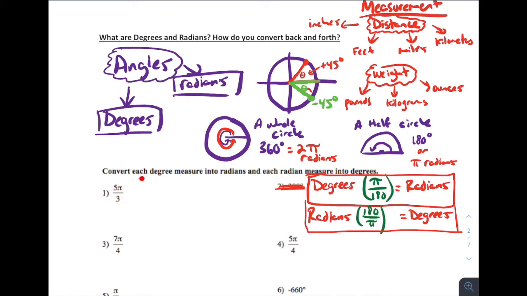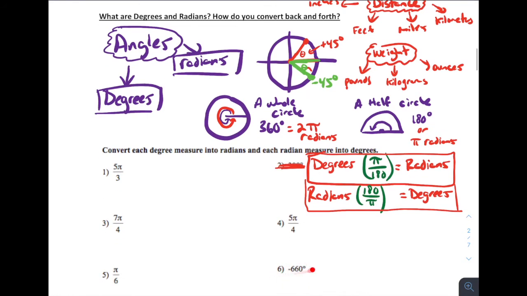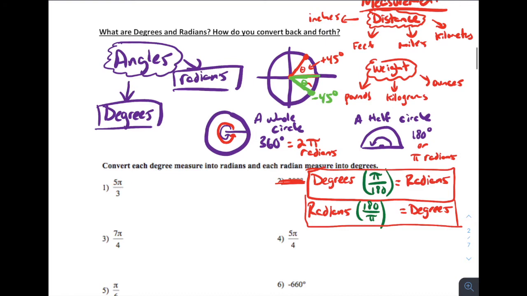They're asking us here to convert each degree measure into radians and each radian measure into degrees. I know that this is currently a radian measure because it's in terms of pi, as opposed to having a degree symbol like we see in number 6. And so in this case, I'm going to use this formula: radians times 180 over pi is equal to degrees.